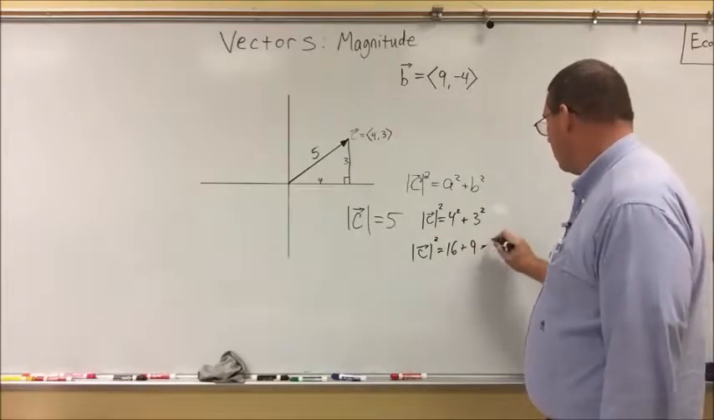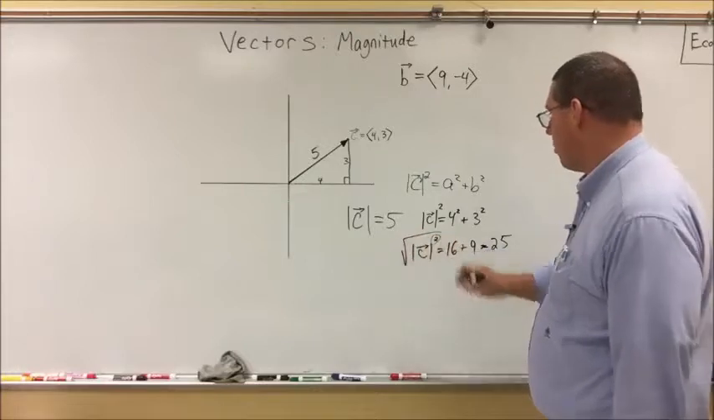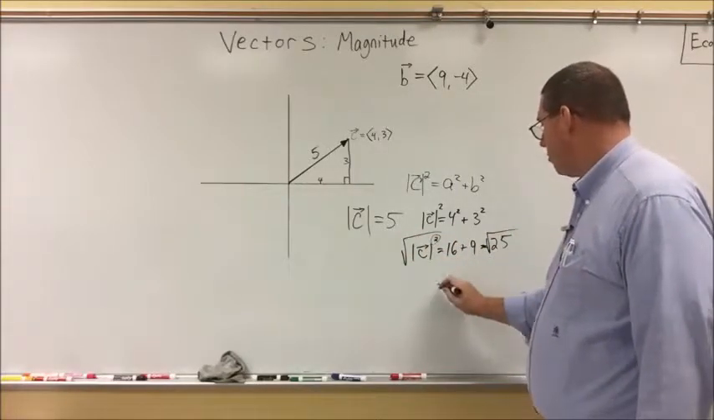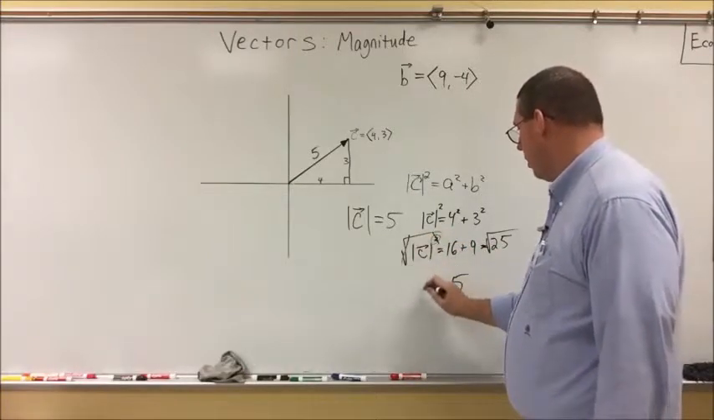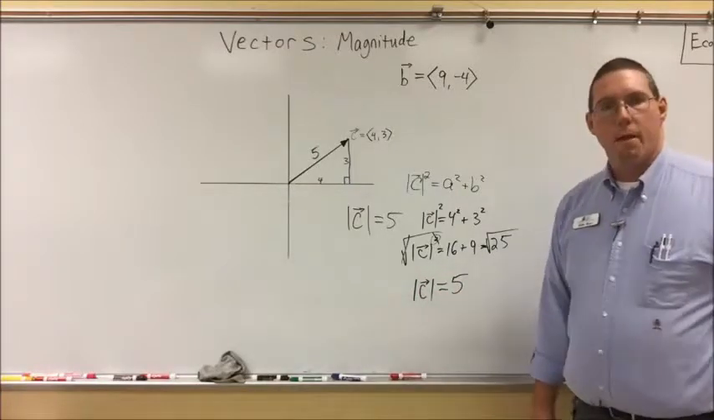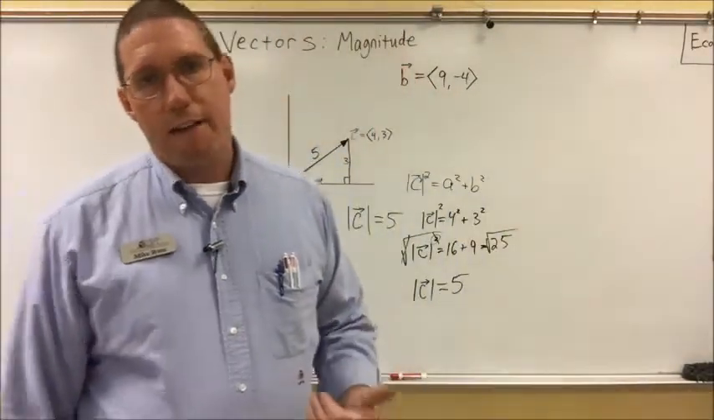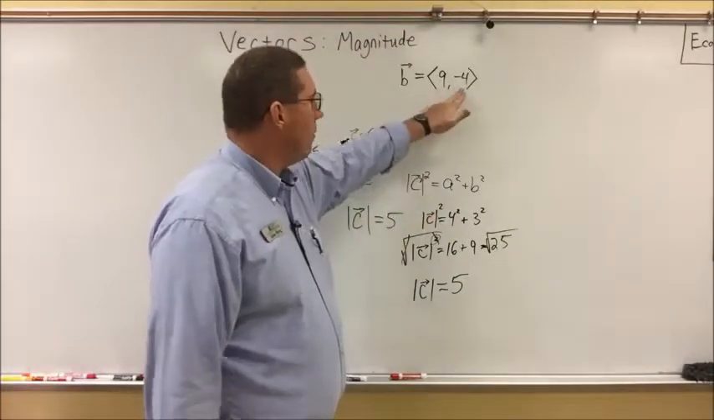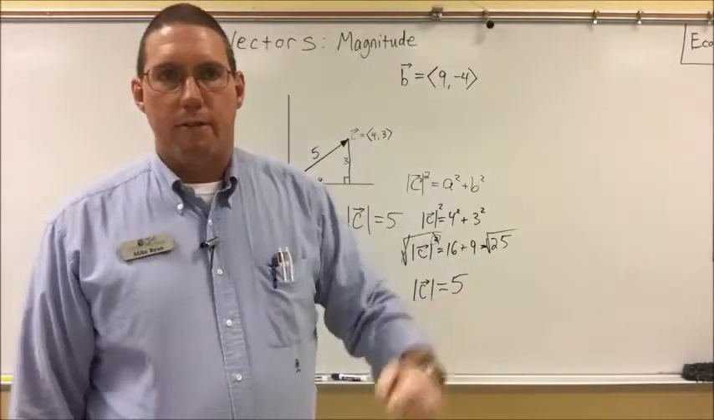16 plus 9, that equals 25. And so to get rid of this square here, I have to do the square root of it. And to do the square root of this side, I've got to do the square root of this side. The square root of 25 is 5. And the square root of a square cancels the square, and all I have left is the magnitude of vector C. So, bottom line, to find the magnitude of any vector, if you know the components of the vector, all you have to do is square both of the components, add them together, and take the square root.